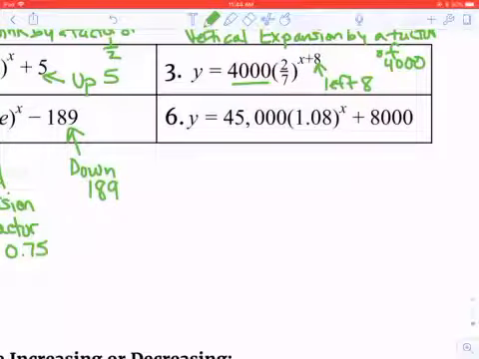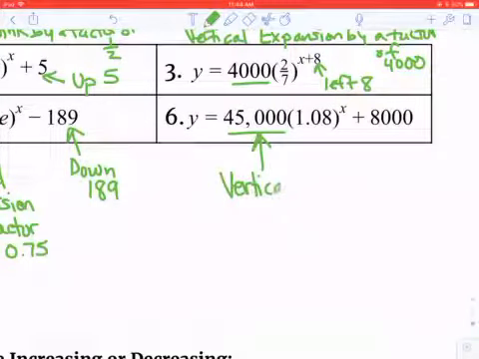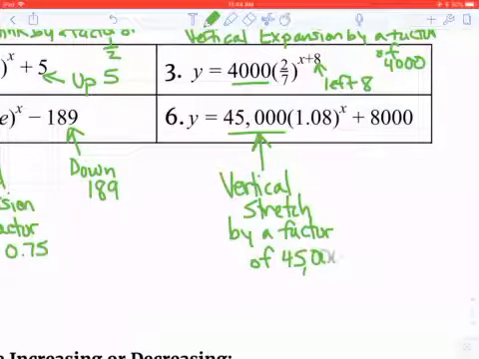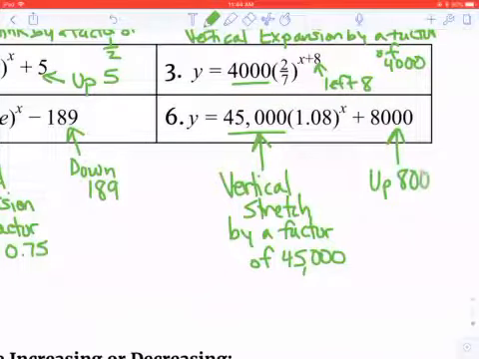In our last example, we have a really large vertical expansion or stretch. They mean the same thing. So vertical stretch by a factor of 45,000. And then the 8,000 just makes it go up 8,000.